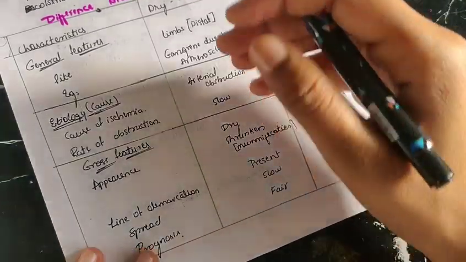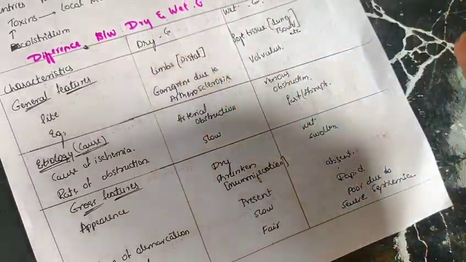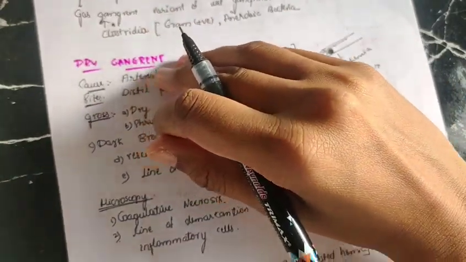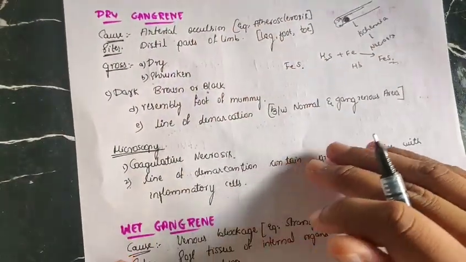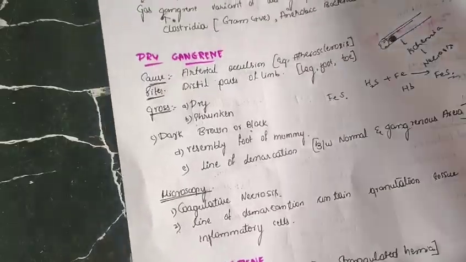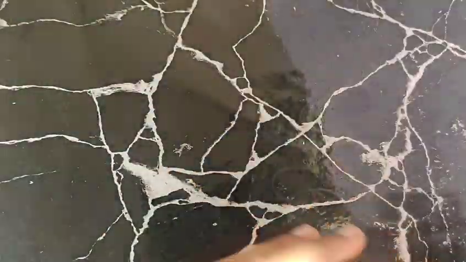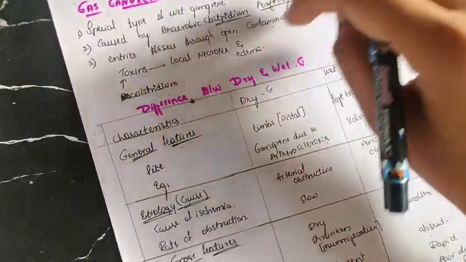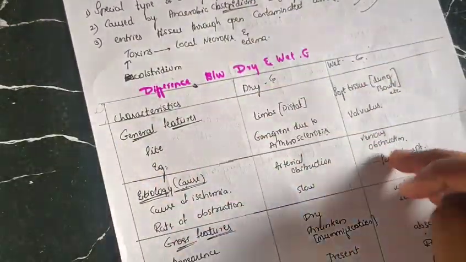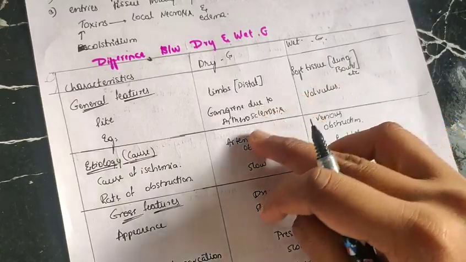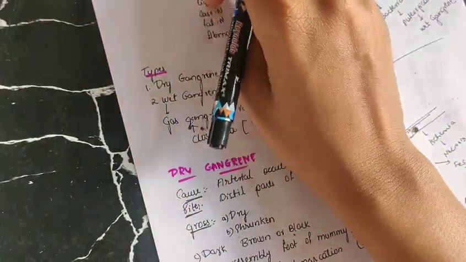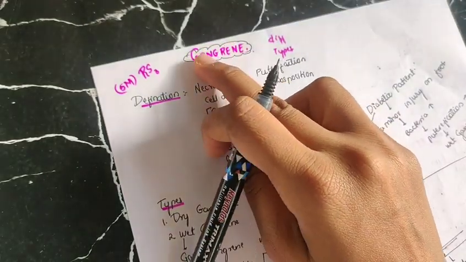And prognosis is better in dry gangrene than wet gangrene. This is all we learned: definition of gangrene, types of gangrene, dry gangrene, causes, site, gross and microscopic features, wet gangrene, and the same things, cause, site, gross and microscopy. Gas gangrene, which is a special type of wet gangrene, and the difference between dry and wet gangrene. This is separately important for a 5-mark question. And gangrene, as a small note, will be asked as a sub question in a 10-mark question.